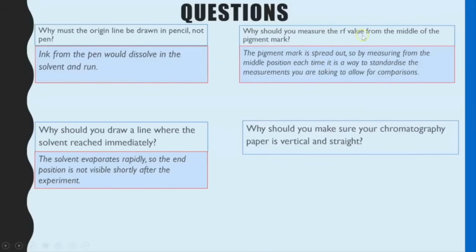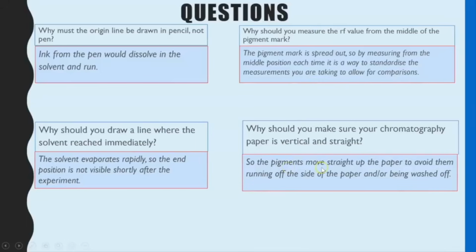Why should you measure the RF value from the middle of the pigment? So this is the idea of, when you're measuring the distance the pigment moved, why should you measure the distance the pigment moved right from the middle? And that's because the pigment mark is spread out. It's not one single precise dot. So by measuring from the middle position each time, it's a way to standardise your measurements, and therefore you're allowing for fair comparisons.